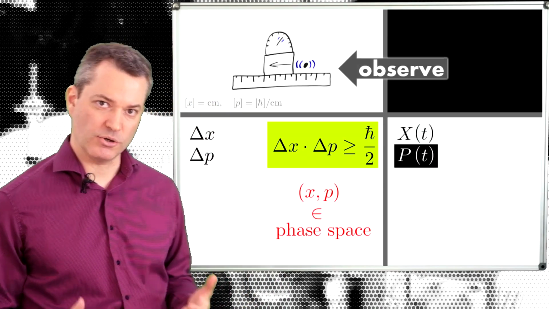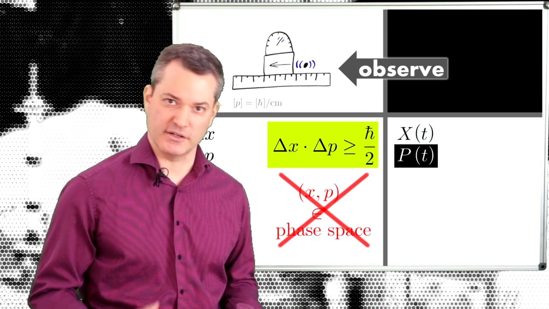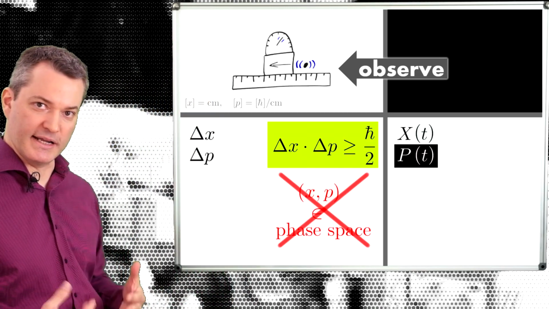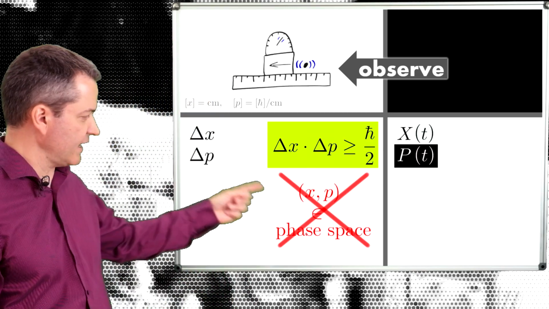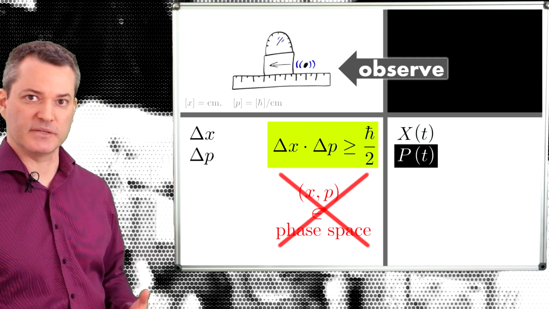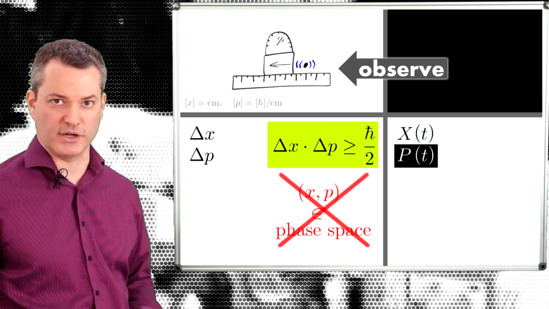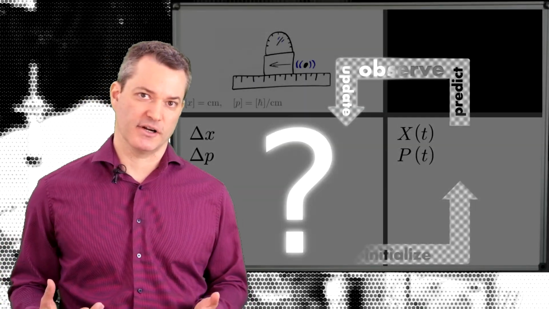Consequently, we can no longer represent our knowledge about the particle by a classical phase-space point (x, p), as that would imply certain knowledge of both quantities. Thus, quantum mechanics requires a new way of representing our knowledge that takes the irreducible uncertainty in complementary observables into account. So how can we represent our knowledge according to quantum mechanics?